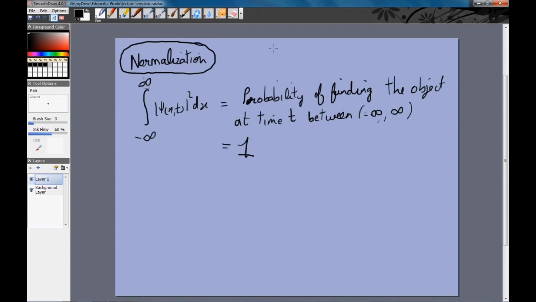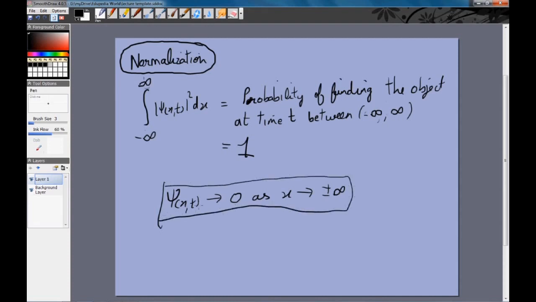Another important thing, which is a condition for normalization to be true, is that psi of x comma t has to go to 0 as x goes to plus minus infinity. Meaning the probability of finding it at infinity should be 0, only then will it be normalizable. If a function extends to infinity and does not go to 0 as x goes to infinity, then you cannot even calculate the integral from minus infinity to infinity. For example, if psi of x is x squared, then you cannot calculate the integral. So for psi to be normalizable, psi of x should go to 0 as x goes to plus minus infinity.